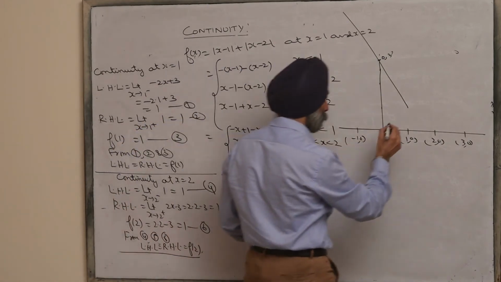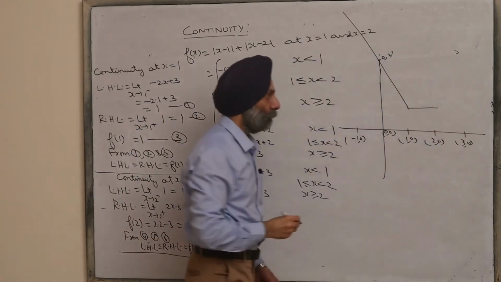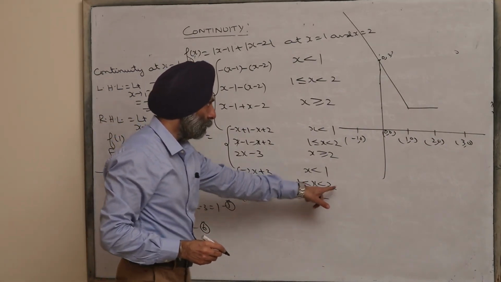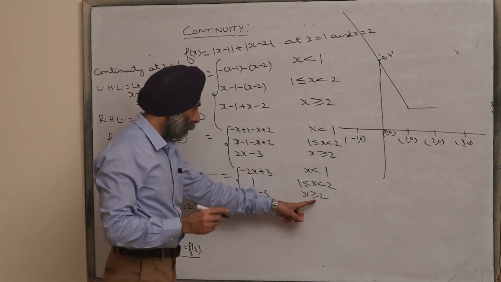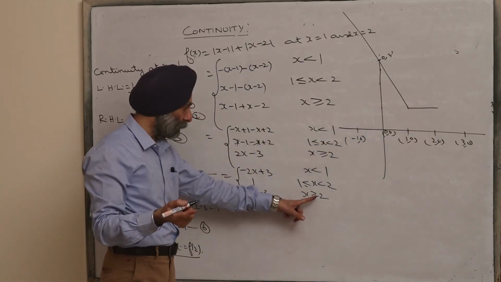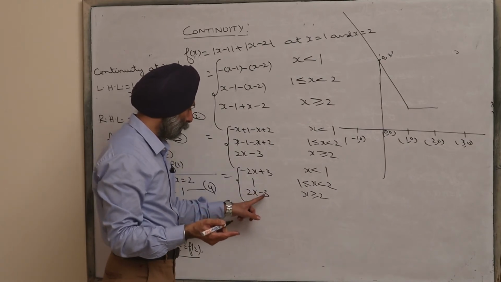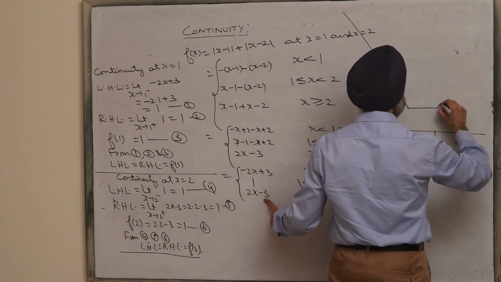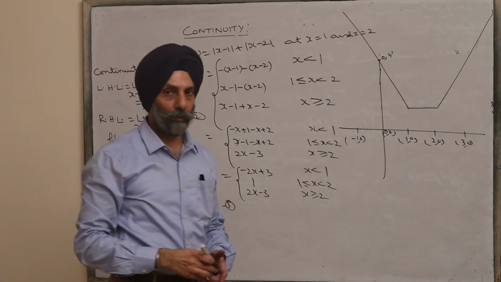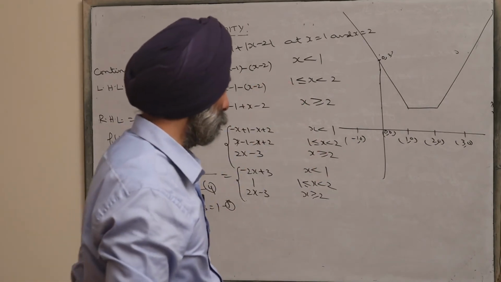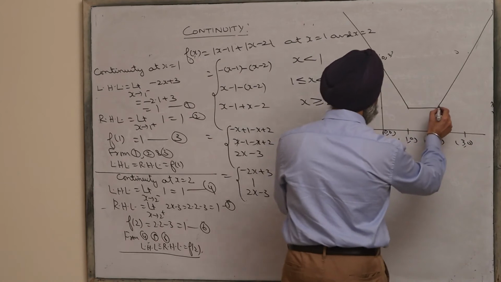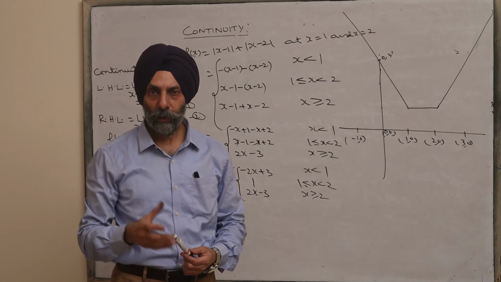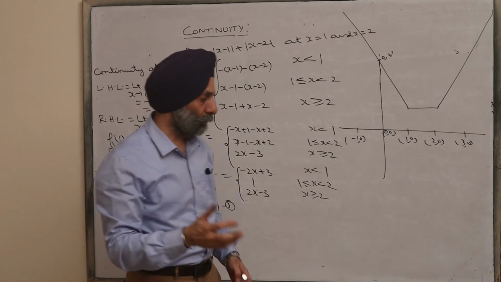Between 1 to 2, it is 1. Now, since it is continuous at x equal to 2, f of 2 is equal to 1. For all those values of x greater than or equal to 2, let us take x equal to 3. 2 into 3 minus 3 is 3. When x is equal to 3, y is equal to 3. So this is going to be the graph of this function. Even looking at this, you can see that this function is continuous everywhere, and in particular it is continuous at x equal to 1 and x equal to 2.